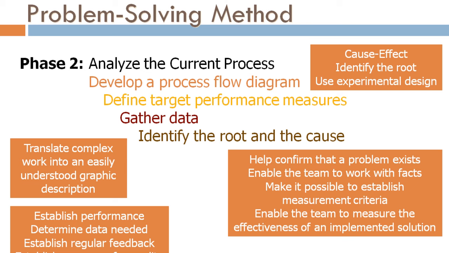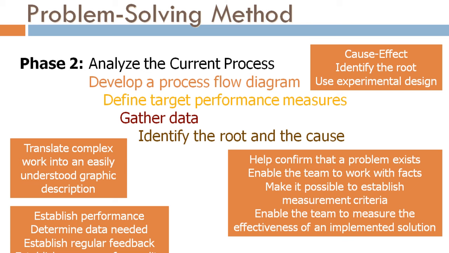A good tool to use is a flow diagram, and we're going to see this later, but this is a step-by-step explanation of what the process is like. So you could develop a process flow diagram. You also can define target performance. If the idea is to produce this many, with this quality, you just define this target. You can also gather data, and you identify the root causes of the problem. Okay, for this you can use the cause and effect diagram.